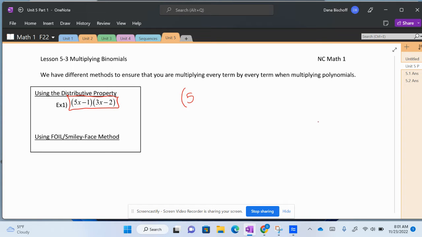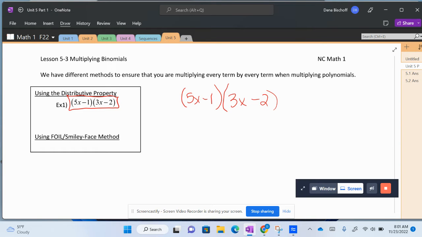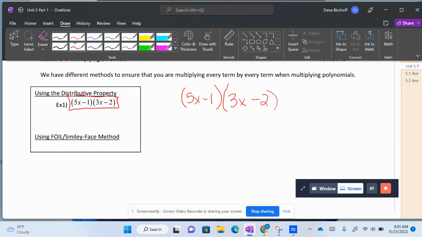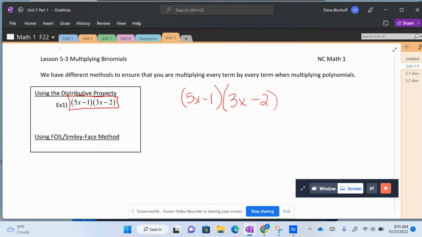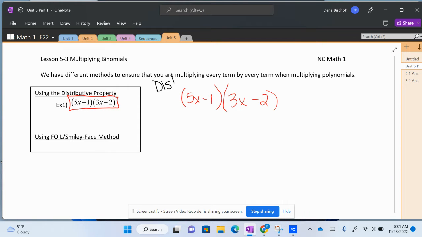So we're going to use this product right here. This is a binomial, 5x minus 1, sorry. Remember, a binomial is just two terms joined by a plus or a minus. And I'm going to take that and multiply it by 3x minus 2, another binomial. Okay? So the first method that we're going to use is the distributive method. So this is going to be using distributive.